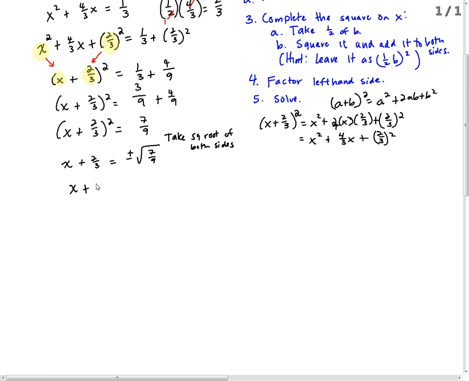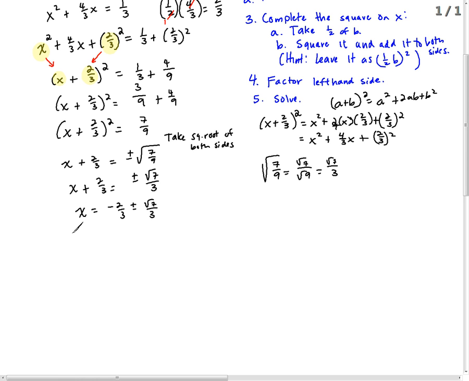So I get x plus 2/3 equals plus or minus, if you have square root of 7 over 9, that's the same as square root of 7 over square root of 9. So that's square root of 7 over 3. So this is plus or minus square root of 7 all over 3. So x equals negative 2/3 plus or minus square root of 7 over 3.